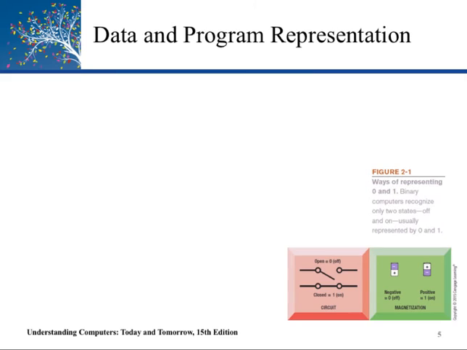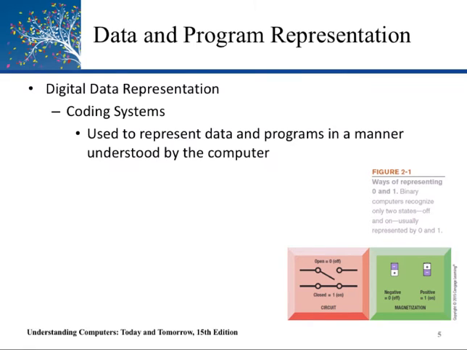Now, you and I represent things with words, with our language, and we need to understand what the digital language is. What is the digital representation of data? Now, there are ways that it is. They exist in coding systems. This is a way to encode data to represent programs in a way that the computer can understand.